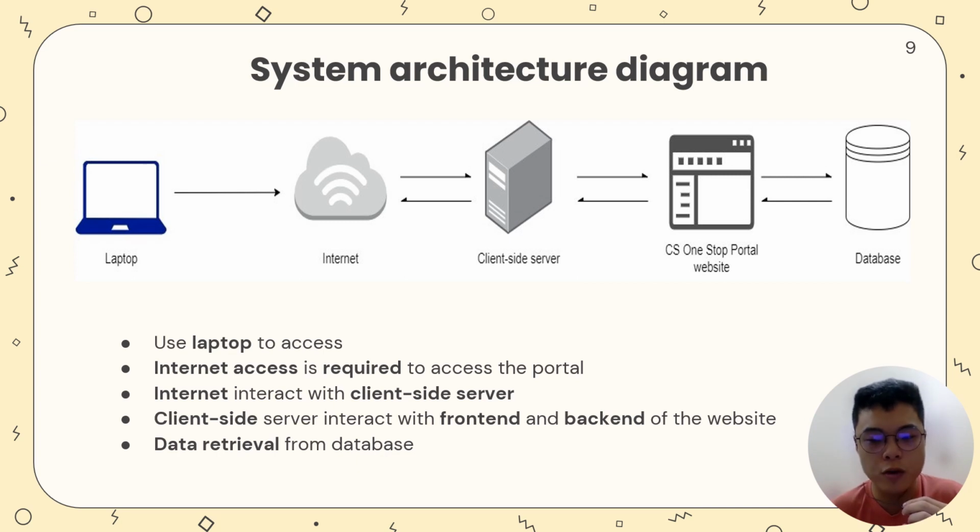Then the website will retrieve the data from the database and show the respective data to the users on the front end of the page. Another extra piece of information is that the technology stack used in the development of the project will be the MERN stack, which consists of MongoDB, Express, React, and also Node.js.